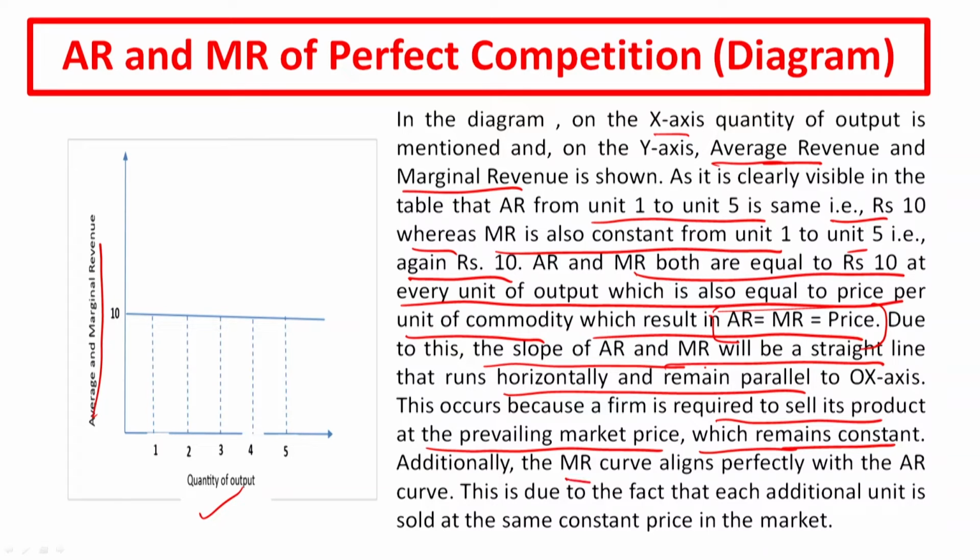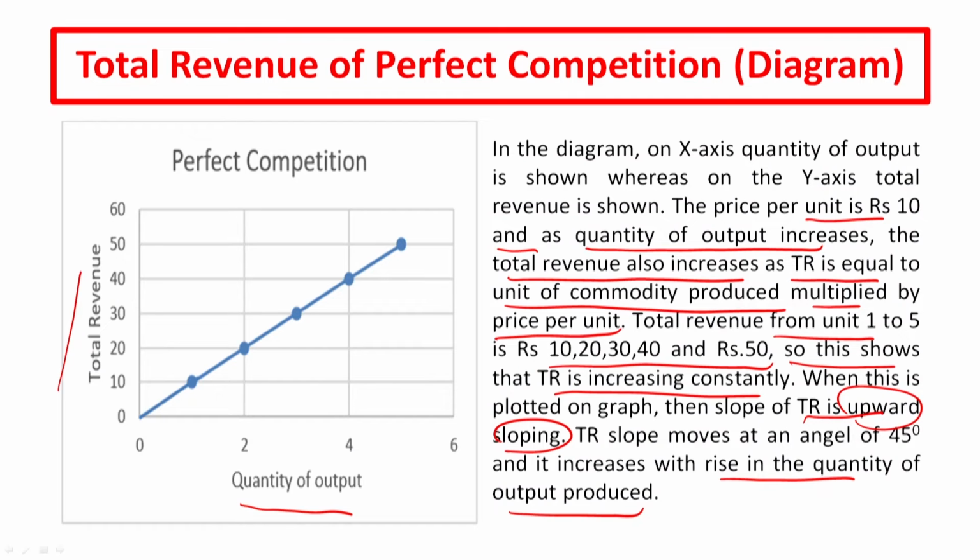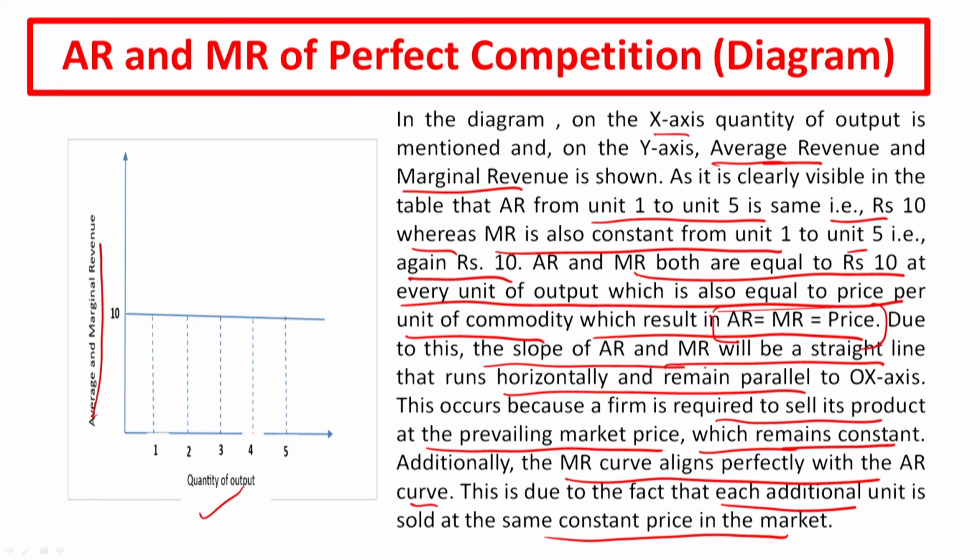Additionally, the MR curve aligns perfectly with AR. The MR is aligning here with AR. This is due to the fact that each additional unit is sold at the same constant price in the market. As you remember, the price was constant at rupees 10. So in these two diagrams, we have tried to understand the representation of total revenue of perfect competition and AR and MR of perfect competition.